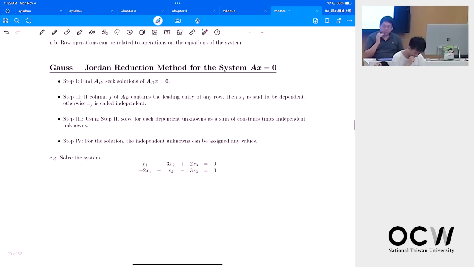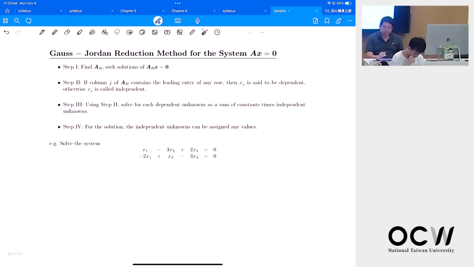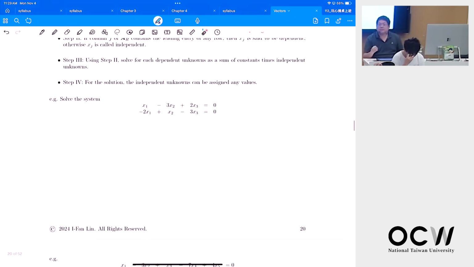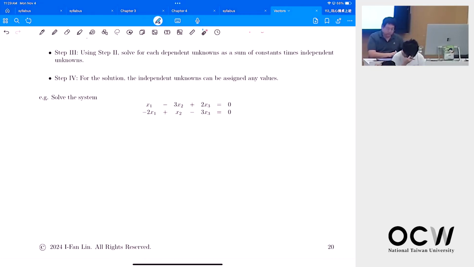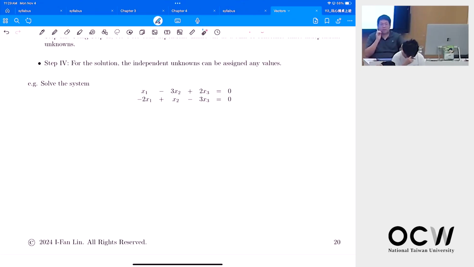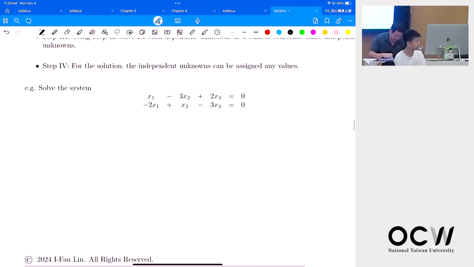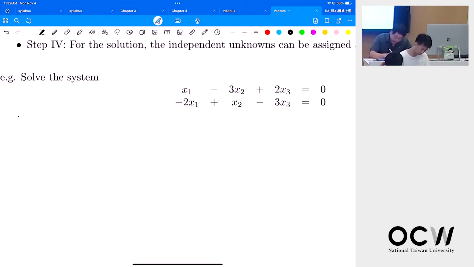Okay. Let's just do one example so that you'll know what the Gauss-Jordan method means. I think some of you probably learned that in your senior high school, right? Maybe the name is different, but once you see the process, that can ring a bell. First step, I need to find a reduced matrix. So step 1. But to find a reduced matrix, first you need to know what A is. In this case, what is A?